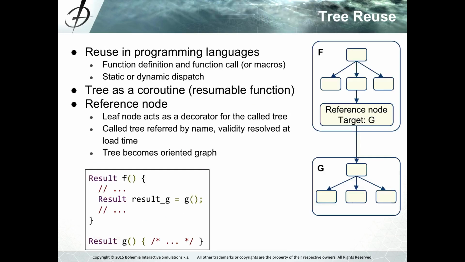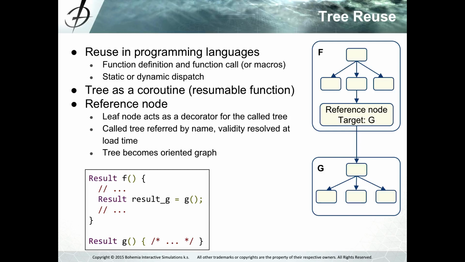Reuse in programming languages is usually solved by defining a function and then later being able to call that function in other places. Or it may be solved by macros, but I'm not going into details there. A function call may use static or dynamic dispatch. With static dispatch, it is known at compile time or at load time which specific function will be called. With dynamic dispatch, the function is determined by some runtime property like object type.